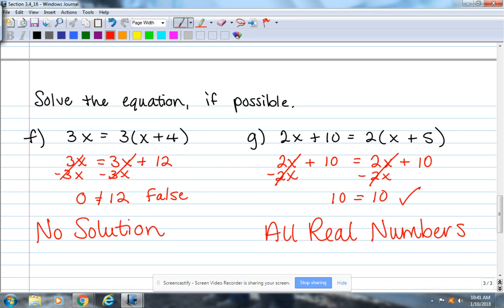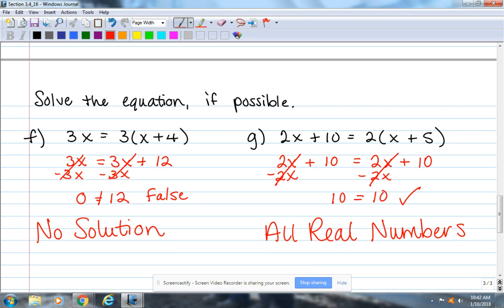Now, what do you think that means? Yeah, it means I can use any number in the world for x, and it's going to be true on both sides, right? For example, if I use the number 2. 2 times 2 is 4 plus 10 is 14. This side makes 14. Okay? 2 plus 5 is 7 times 2 is 14. This side makes 14. Right? And 14 equals 14. Any number I could come up with to use for x would make it a true statement. So that's what all real numbers means. Every number makes that true.